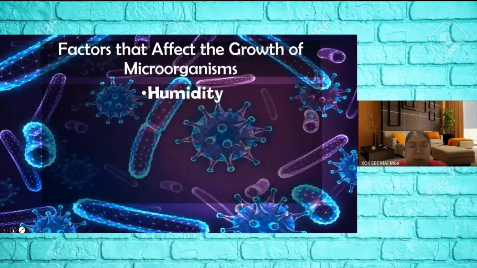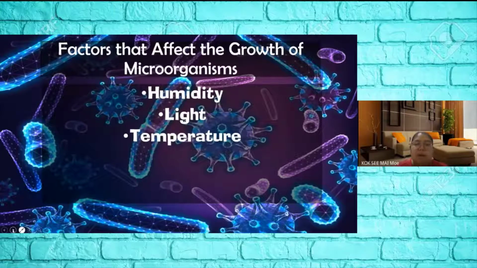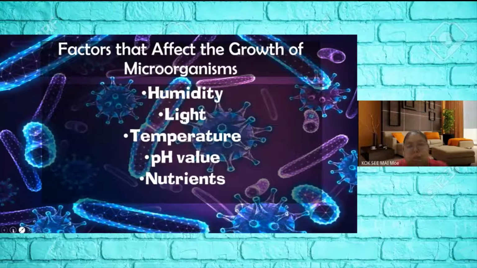Okay, humidity. The next one, light. Normally they don't want the light. They want a dark area. Then after that, we got temperature. We're going to see which temperature is most suitable for the growth of the microorganism. Okay, pH value. We got alkaline, we got acid, we got neutral. Later we're going to see where the microorganism wants to stay. And the last one is the nutrients. Where they can get the nutrients, sure they want to stay there.